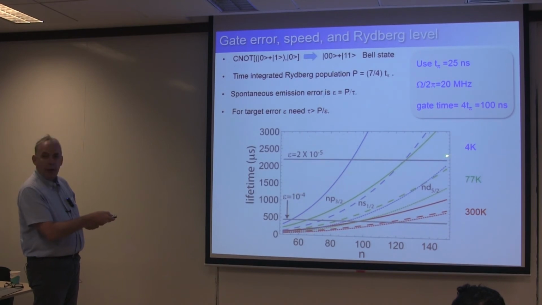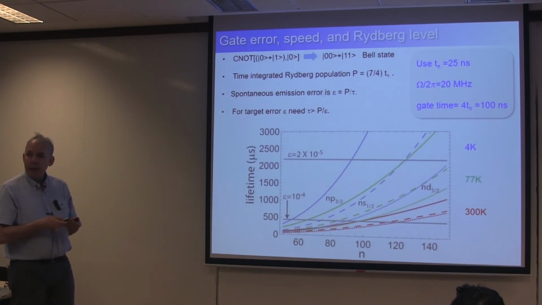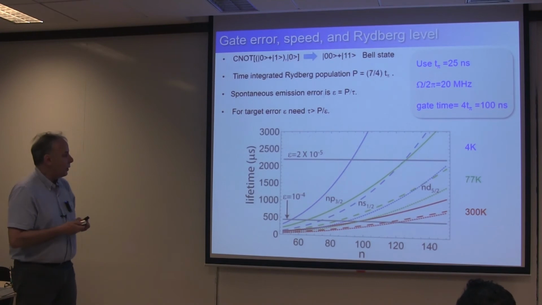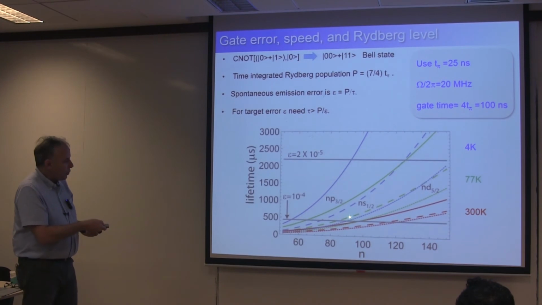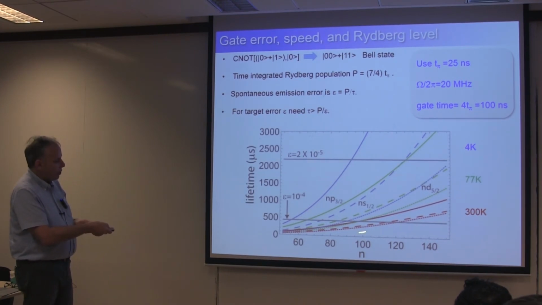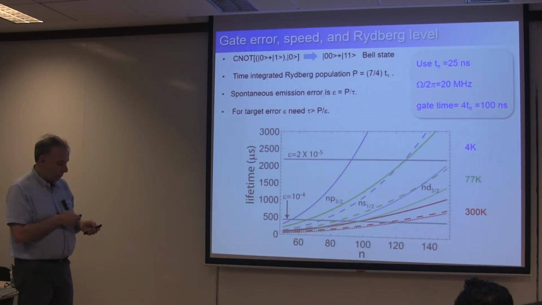If I'm in a 4K environment, with less blackbody-induced depopulation of the Rydberg state, I can be satisfied with a much smaller principal quantum number and even get up to this sort of 10 to the minus 5 level. So this shows you that you need to work at these relatively high principal quantum numbers, around 60 to 100, depending on the temperature of the apparatus.